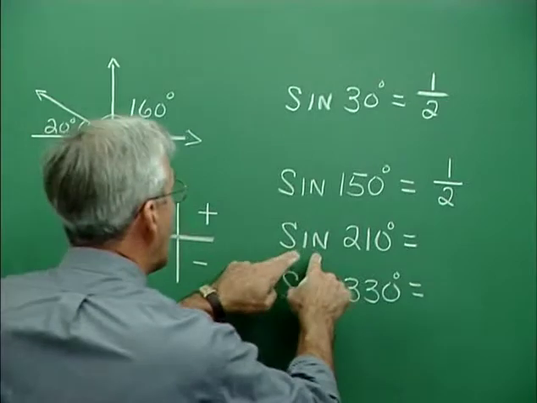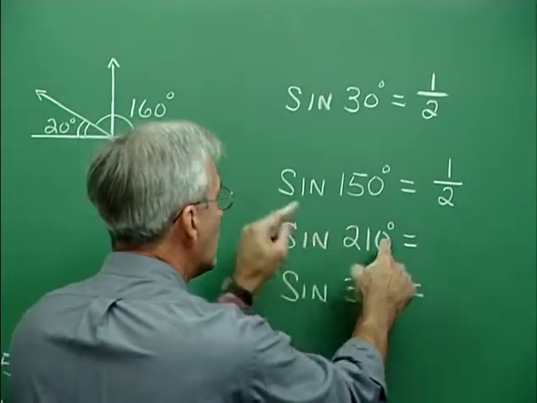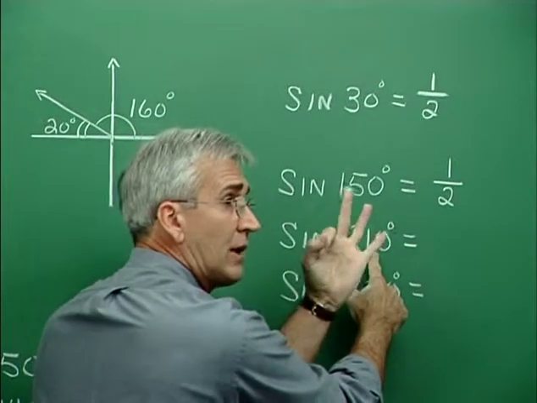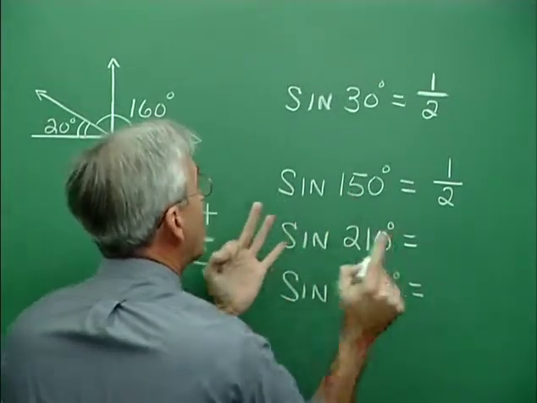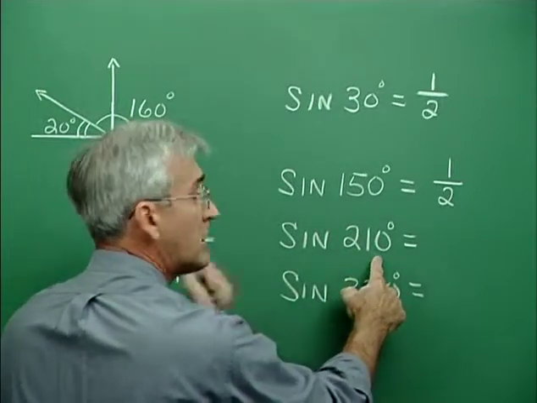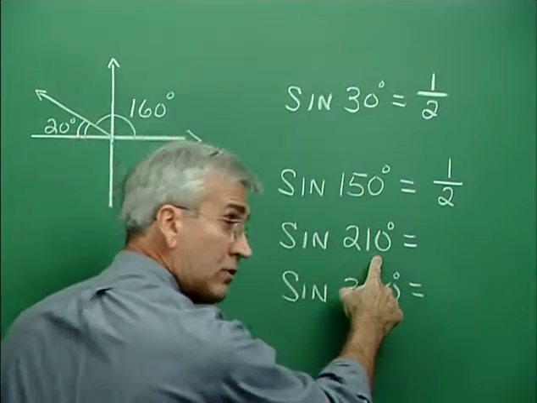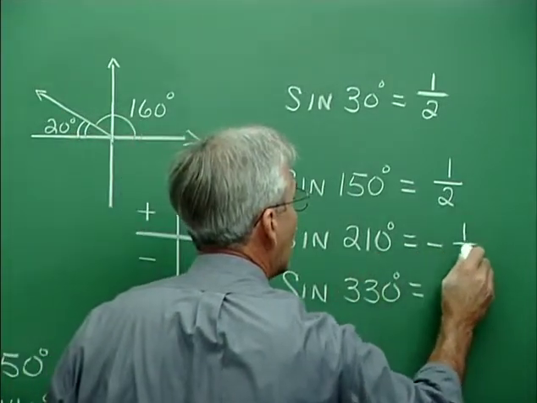So when we talk about the sine of 210, you see the reference angle is going to be 210 minus 180. That's 30. Okay, so the sine of 30 degrees we know to be 1/2. But because this angle of 210 falls into the third quadrant, the sine in the third quadrant turns out to be negative, so it's negative 1/2.